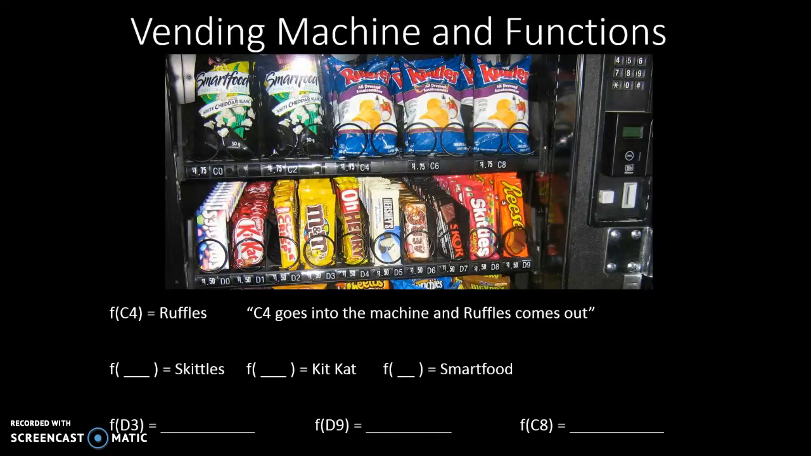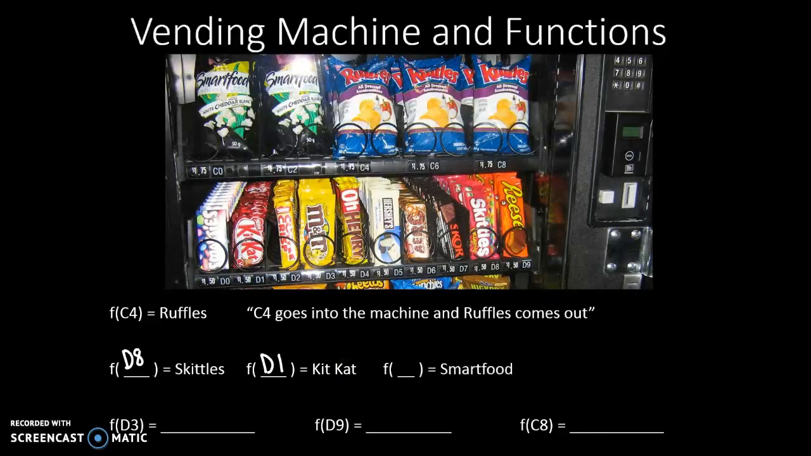One way of thinking about functions is thinking about vending machines. With vending machines, we're used to typing in the number and getting our treat to come out of the vending machine. In this vending machine, if I type in a C4, my Ruffles comes out. If I want Skittles to come out, then I would have to type in a D8. So with function notation, the way we read this, f of D8 is equal to Skittles. If I want a Kit Kat to come out of the machine, I would have to type in a D1, so f of D1 equals Kit Kat.